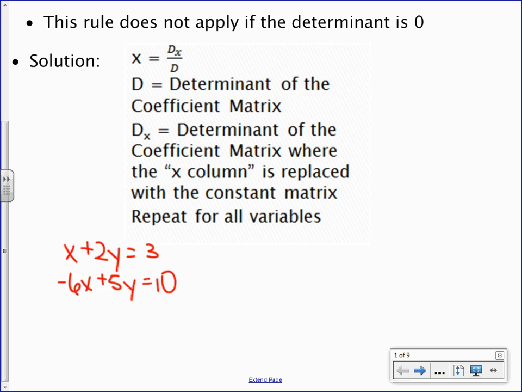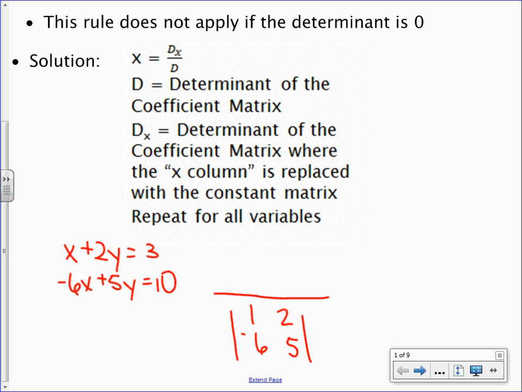Okay, so first of all, what would be my coefficient matrix for this system? How do we get the coefficient matrix? Coefficients. What are coefficients? The numbers in front of the letters. So our coefficient matrix is 1, 2, -6, 5. The determinant of the coefficient matrix is always going to be in your denominator.